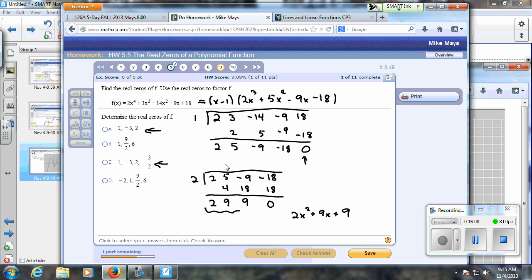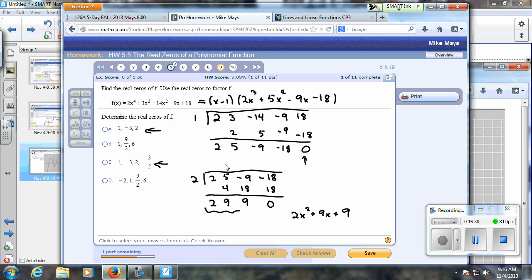So let me make sure I did all that right. Bring down the 2 and add 2x squared plus 9x plus 9. And now I'm looking for a solution to that thing. Let's see, does it factor?